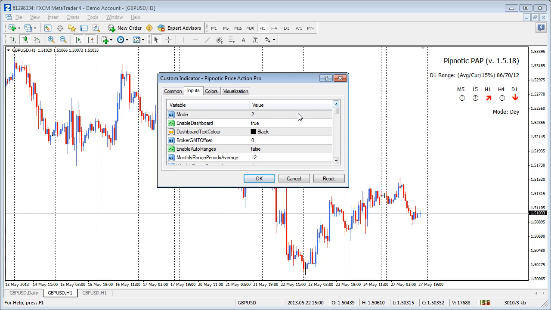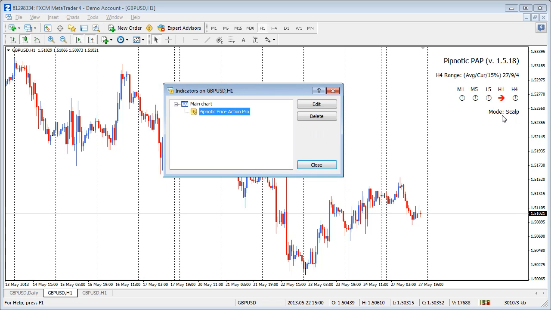If we have a quick look at the mode setting for this indicator, by default it's set to 2, and 2 is day trading mode. But if you're a scalper and you would like some information a little bit quicker, you simply change this to 3. Press OK, and it goes to scalp mode. You can see that the time frames shifted one time frame to the left. Now the highest time frame is 4 hour, and the lowest is the 1 minute chart here.